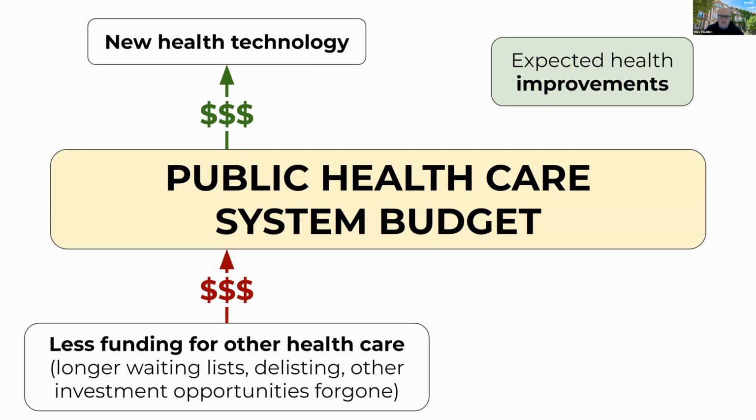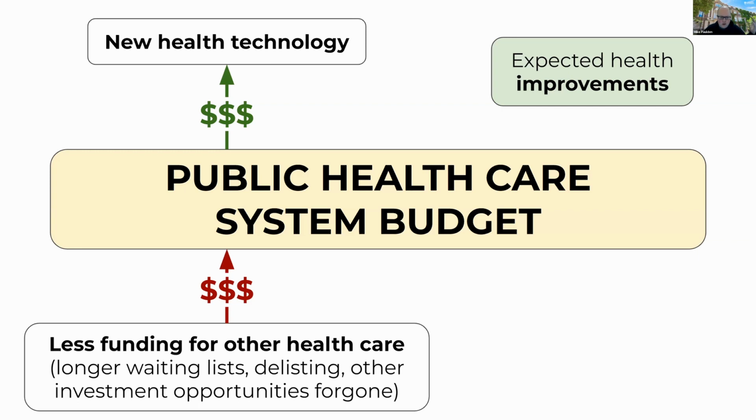And there's a variety of possible implications of this. There might be longer waiting lists. There might be delisting of other services. There could be other investment opportunities foregone. And it's important to remember that these foregone investment opportunities still arise, even if the budget is not perfectly fixed, even if additional resources are made available to pay for this technology.